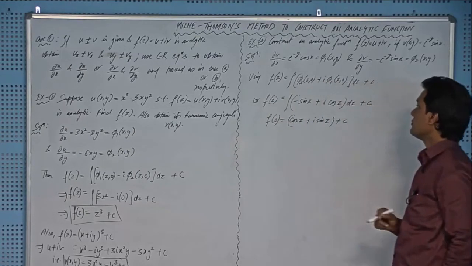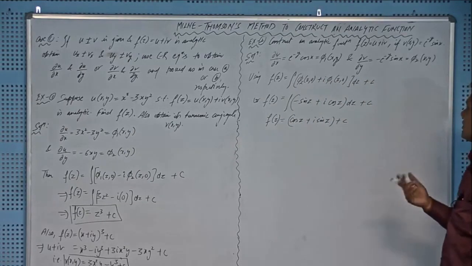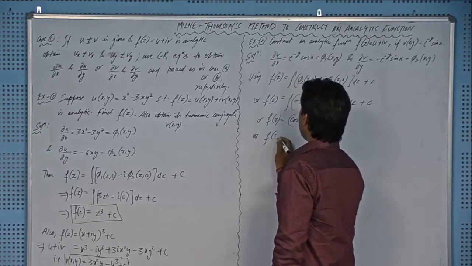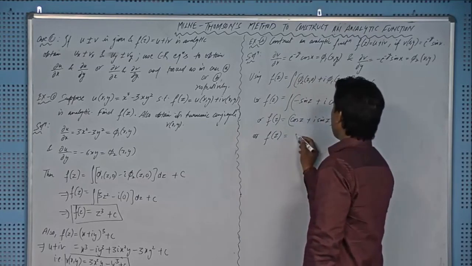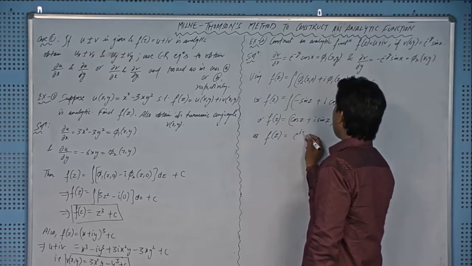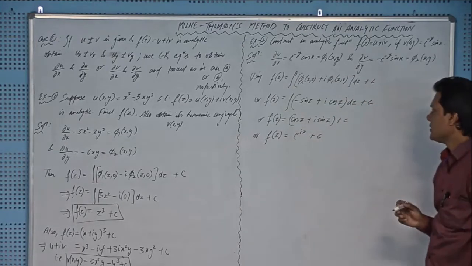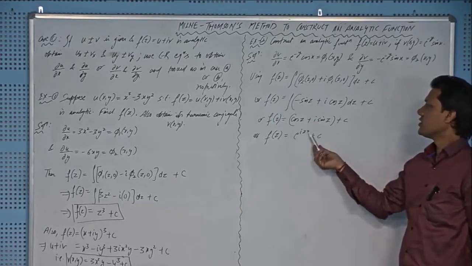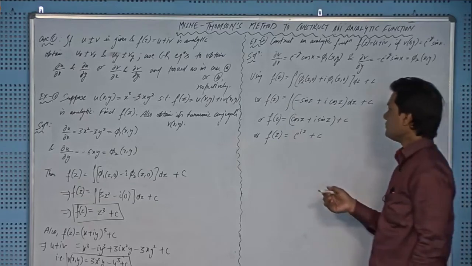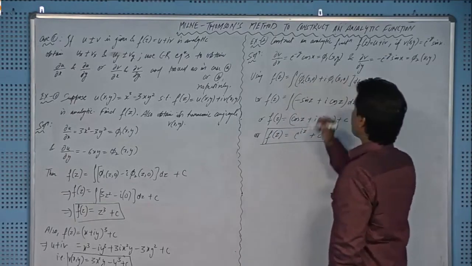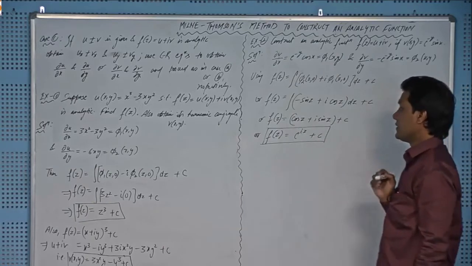Or you can write it as f(z) equal to e to the power iota z plus c. This is also possible, right? Cos theta plus iota sin theta is e to the power iota theta, right? So this is the analytic function for which the imaginary part was given, right?